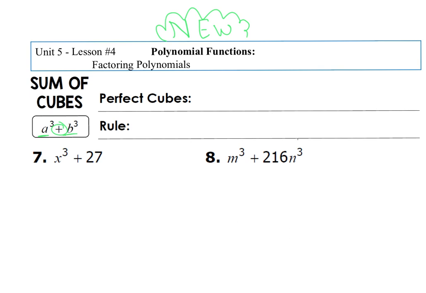Okay, so let's talk about how we could recognize our perfect cubes. So let's make a little list here.